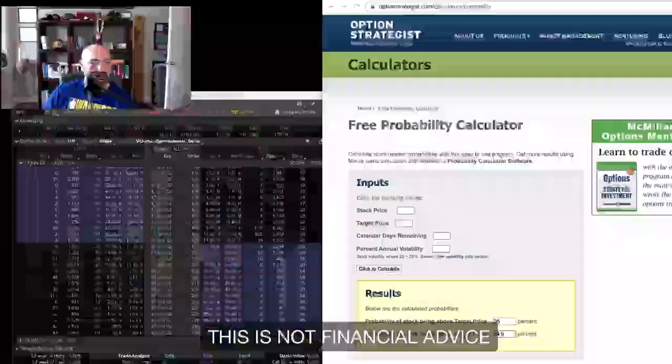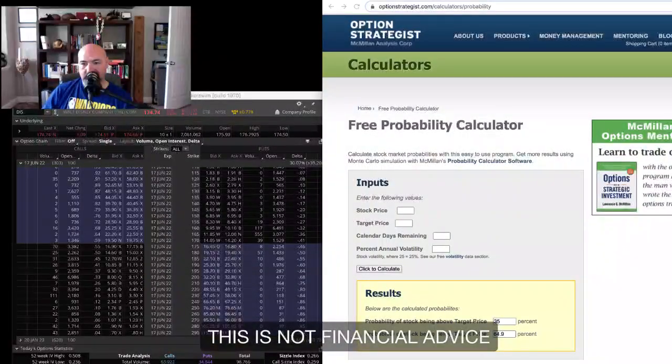Well, there's a lot of free websites out there, and there's also tools inside your brokerage app that kind of do this for you too. One that I found that's pretty easy to use is on optionsstrategist.com, and I'll throw the link below. But let me just show you guys how it works. So again, there's tons of websites out there, and this is just one of them.